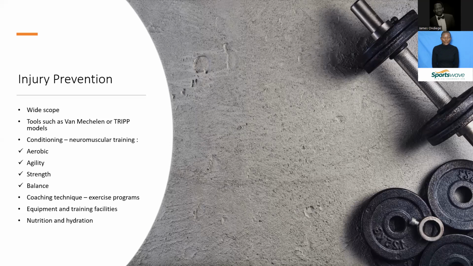Another aspect of injury prevention we need to look into is equipment and training facilities, because you have to have the right equipment in terms of gear and shoe wear. And then for the training facilities, you're looking at the turf, whether it's grass, the floor if it's a gymnasium, the track in different facilities, or a ring if it's boxing. And then nutrition and hydration are also key in injury prevention.